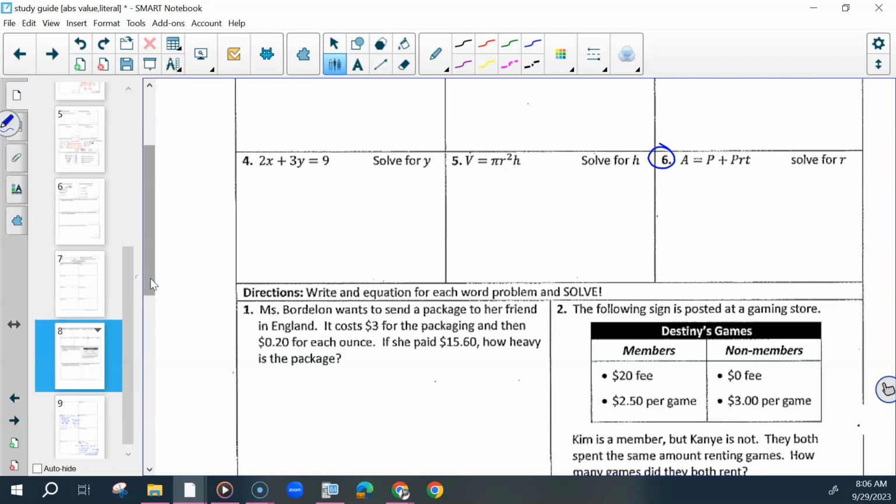Number 6, we need to solve for r, so we got to get rid of this p and this prt. What do you think we would do first? Subtract the p that's by itself, get rid of that one. Remember that you're rewriting this, so a minus p equals prt. And then to get rid of p and t, all at the same time. So that r equals a minus p all over pt. Others in that section?